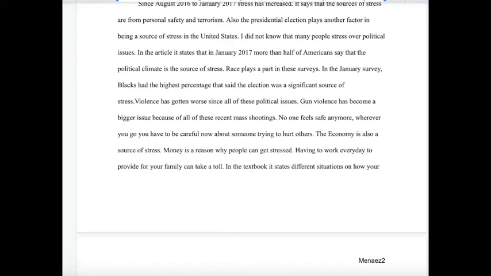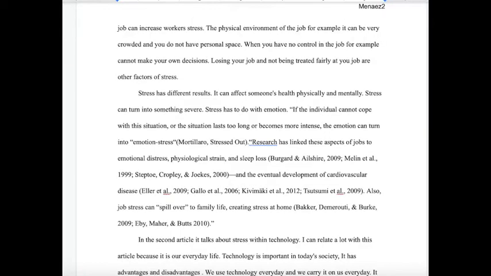So there was a research article that I found, which was called Stressed Out. There was a quote I picked. It said, "If the individual cannot cope with this situation, or this situation lasts too long or becomes more intense, the emotion can turn into emotional stress." So that's what stress can bring, what emotions it brings.